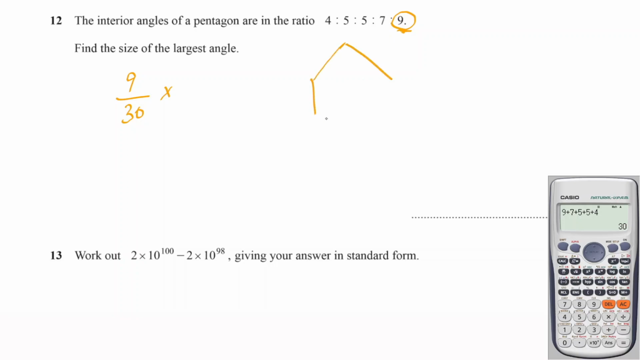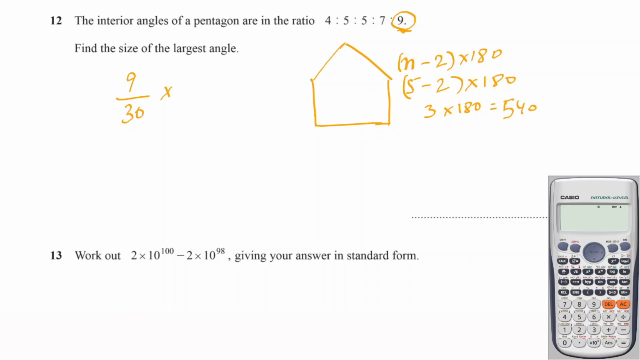See, we know that pentagon has 5 sides, right? So to calculate the total interior angle, we have a formula, that is n minus 2 times 180, where n is the number of sides. So number of sides is 5. So 5 minus 2 times 180 we have to do. 5 minus 2 is 3, and 3 times 180 is how much? So 3 times 180 is equals to 540. So the total interior angle of pentagon is 540. So 9 divided by 30 times 540.